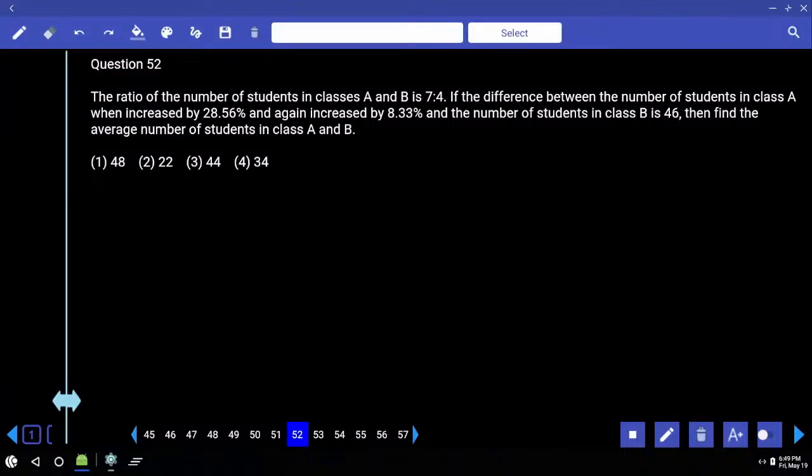Question number 52. The ratio of the number of students in classes A and B is 7:4. The difference between the number of students in class A when increased by 28.56% and again increased by 8.33%, and the number of students in class B is 46. Actually 28.56% is nothing but 2/7.